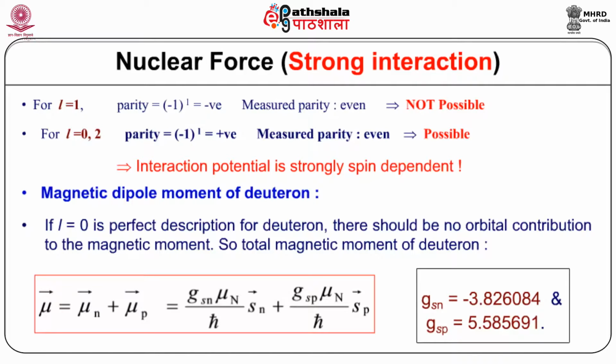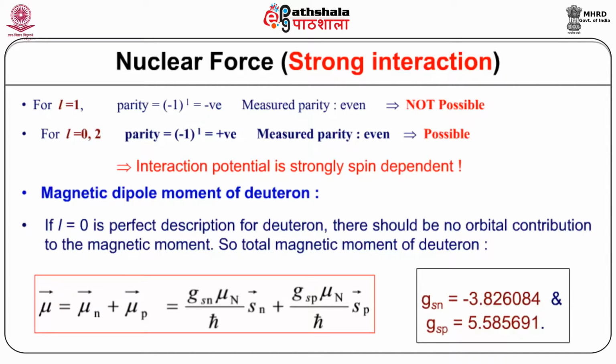Magnetic dipole moment of the deuteron. Now we are going to discuss the magnetic dipole moment of the deuteron. The deuteron, as we know, has two nucleons in the nucleus, one proton and one neutron with parallel spin. If L is equal to 0 is a perfect description for the deuteron, there should be no orbital contribution to the magnetic moment. So the magnetic dipole moment of the deuteron is given by this expression.